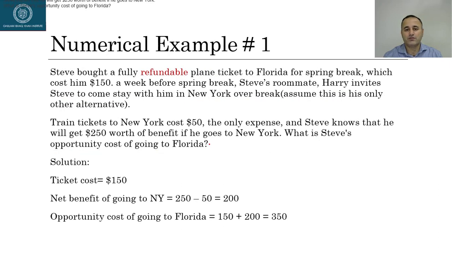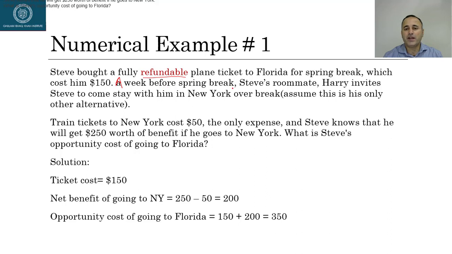Example number one is a numerical example. Again, I borrowed it from that professor who is teaching at the University of Virginia. Steve bought a fully refundable plane ticket to Florida for spring break, which cost him $150.